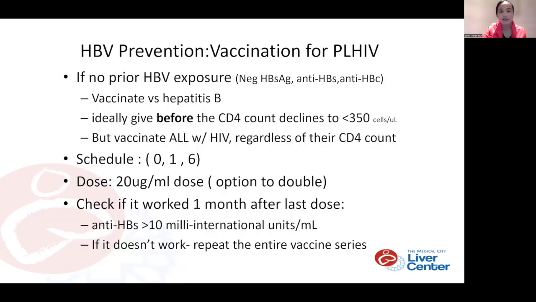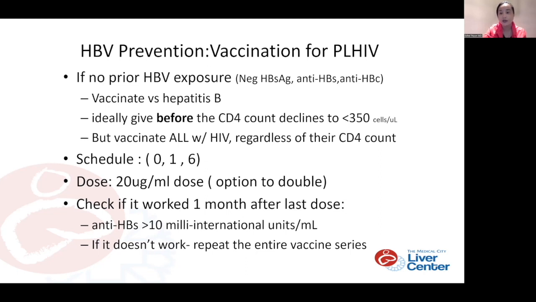So in terms of hepatitis B prevention in the setting of HIV, consider a patient with no prior hepatitis B exposure, and you can mark this by looking at the important basic profile points that I pointed out to you. So your S antigen is negative, and your anti-HBs and anti-HBc are also negative. For these patients, they should be vaccinated against hepatitis B. Ideally, we should vaccinate patients before their CD4 counts decline to less than 350, but the CD4 count should not be an impediment to vaccination, and we should vaccinate all with HIV at a schedule of 1 month after the first dose, and the third dose 6 months after the first dose.